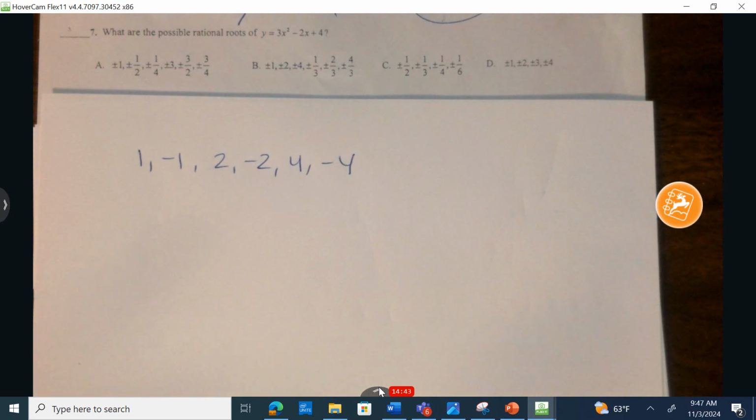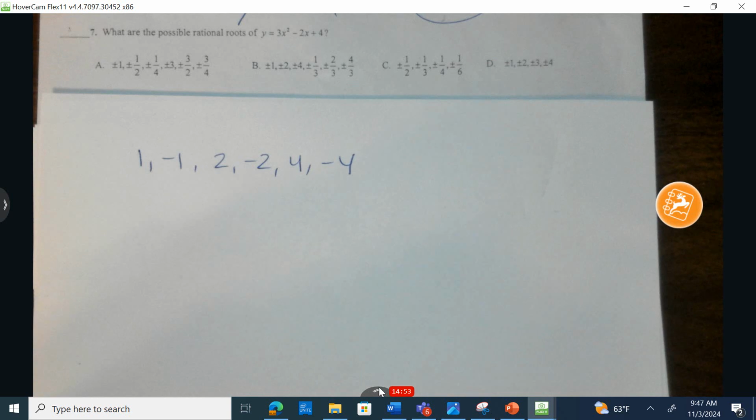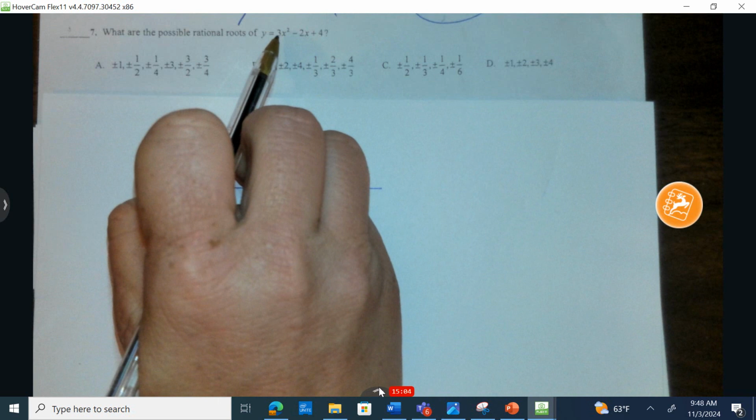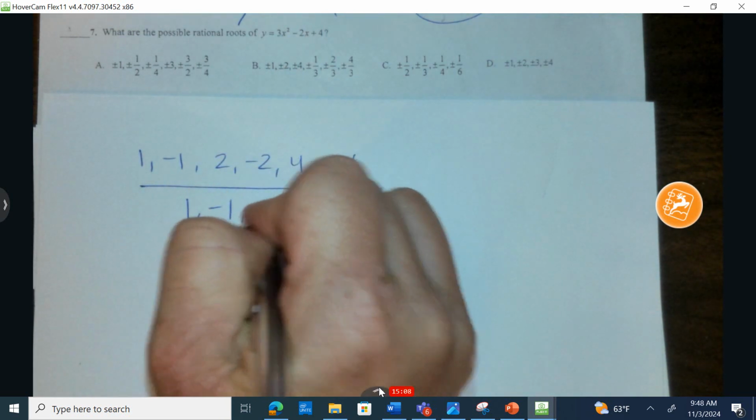What does that mean? I can take 4, I can go 4 divided by 1, I get a nice, pretty integer answer. 4 divided by -1, integer answer. 4 divided by 2, -2, 4, -4, all produce nice integer answers. If I took 4 and divided by 3, it'd be a decimal. So that's a reason why 3 is not a factor of 4. In the denominator, I'm going to look at the leading coefficient and do the same thing. 1, -1, 3, and -3.